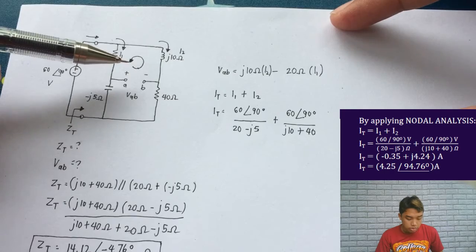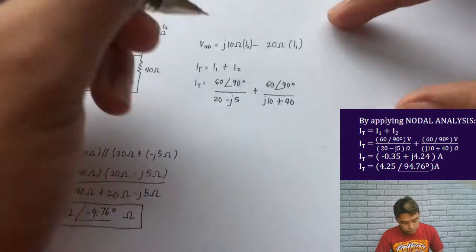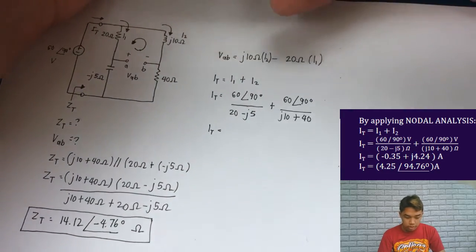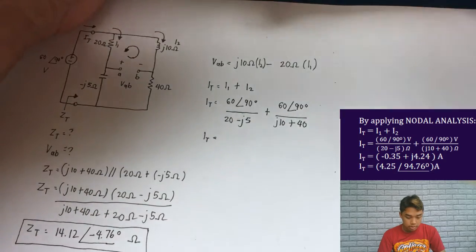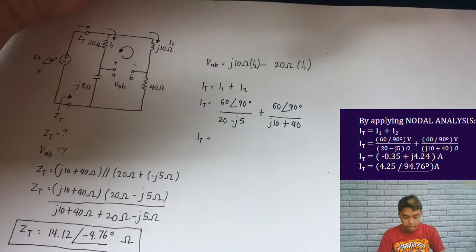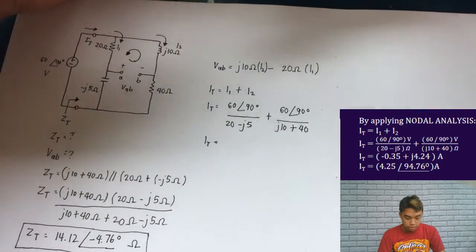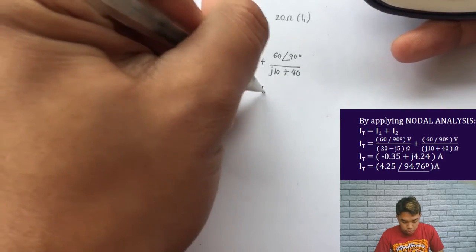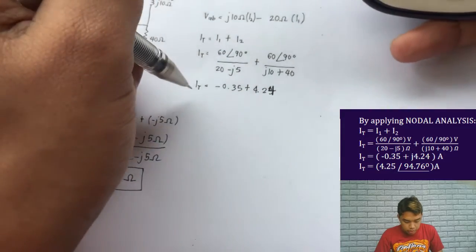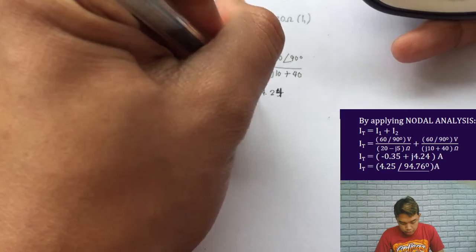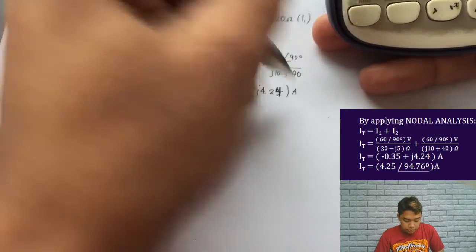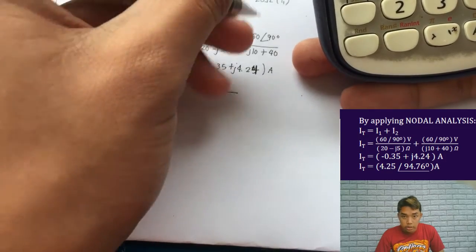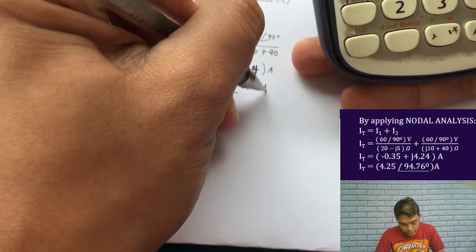At this part, to find voltage AB, we need to sum I1, the current 1, and I2, the current 2. From this, we will be able to solve for IT using our calculator. It is just simple. You just need to know some calculator techniques and how to do this kind of complex problem. Here in rectangular form, we have IT equal to negative 0.225 plus 4.24j. And to convert it into polar form, we get 4.25 at an angle of 94.76 degrees amperes.